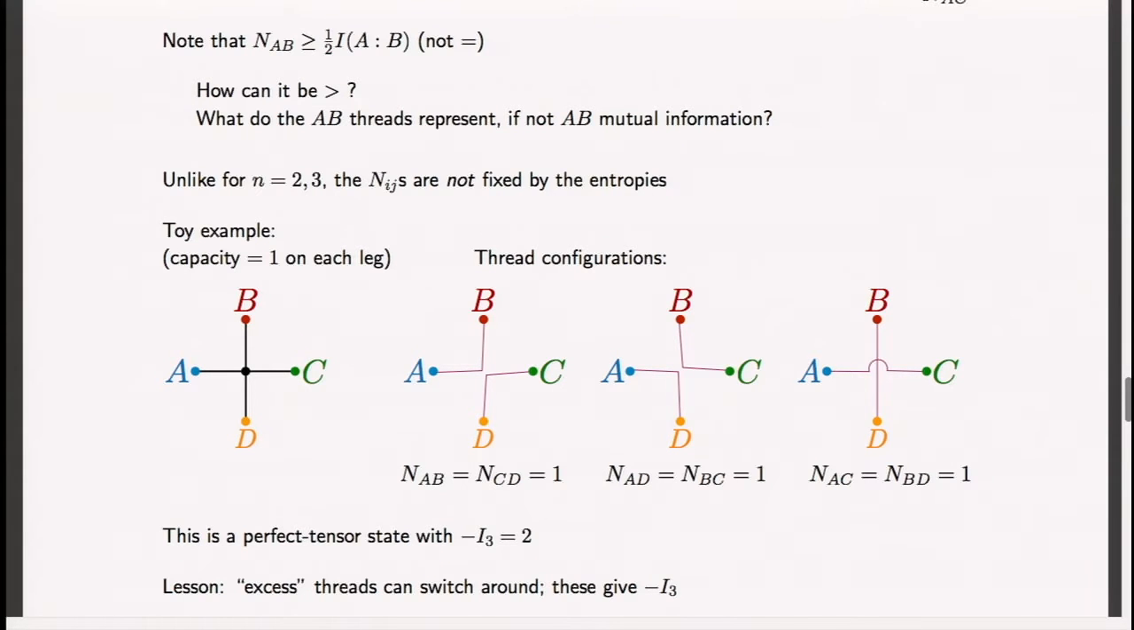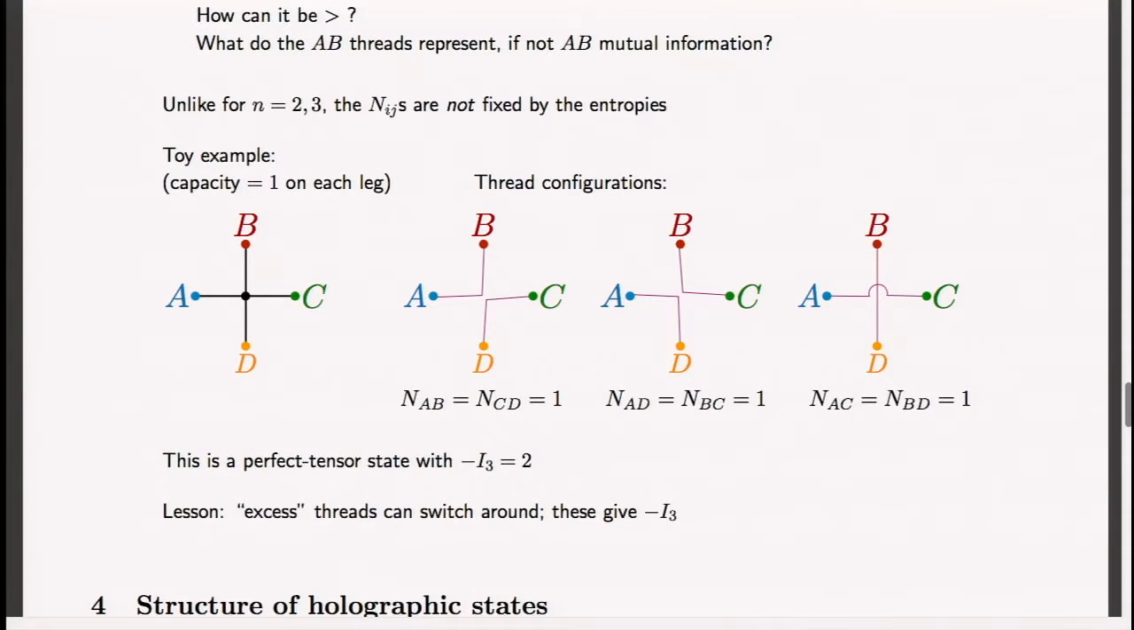Well, they're switching off. So instead of a thread leaving A, it can go to B or C or D. And the number of threads that can switch off is precisely minus I3. So here, in this case, we just have 2 threads that can switch off in this way, and that number is minus I3. So the content of MMI in the thread language is that you have some threads that are not fixed where they start and end.